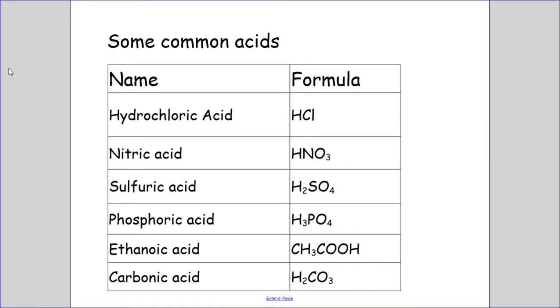So there are some common acids. There's hydrochloric acid, nitric acid, sulfuric acid. The biggest thing to take away from here is that they all contain hydrogen. That tends to be a prevailing thought, that these hydrogen ions are quite important when we talk about acid compounds.